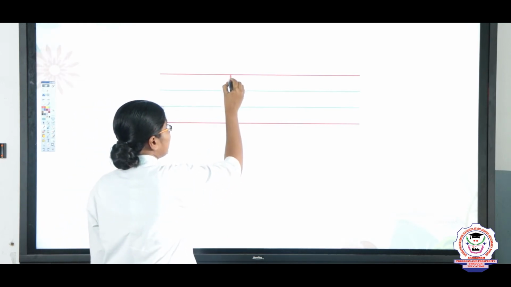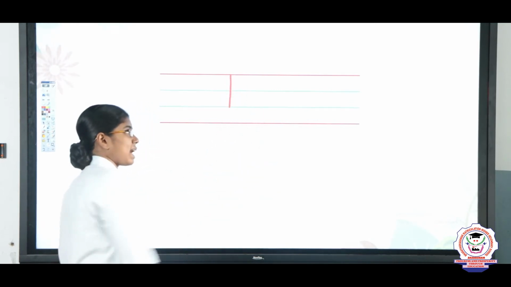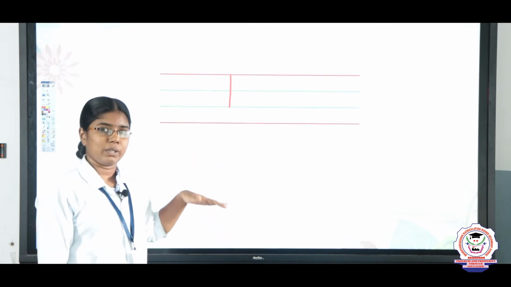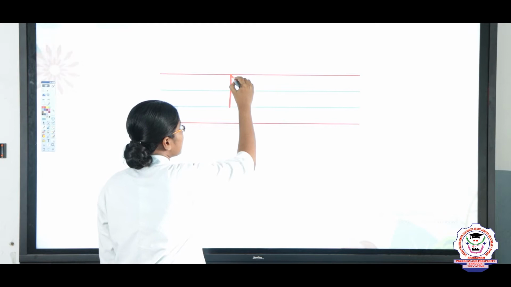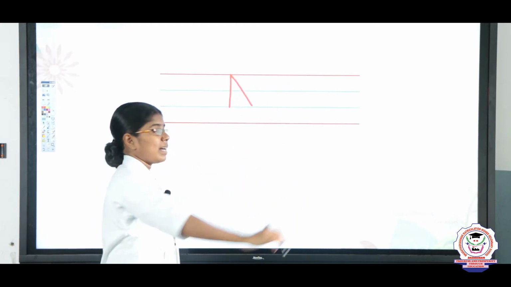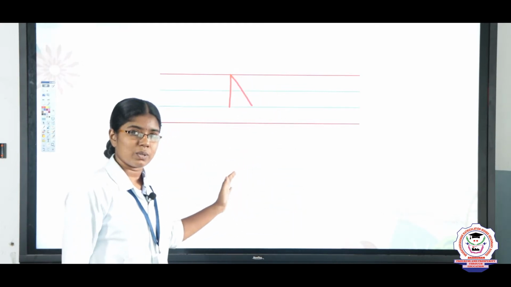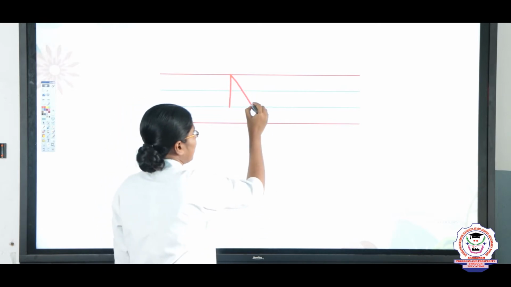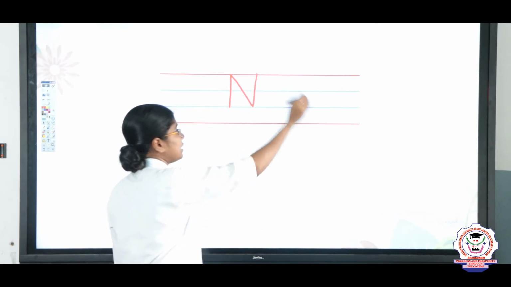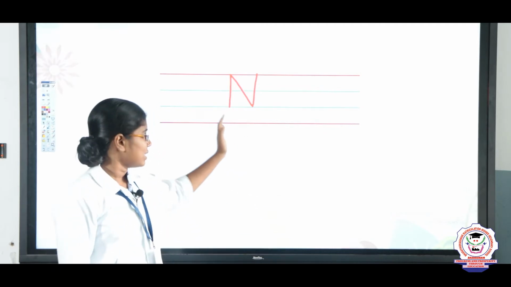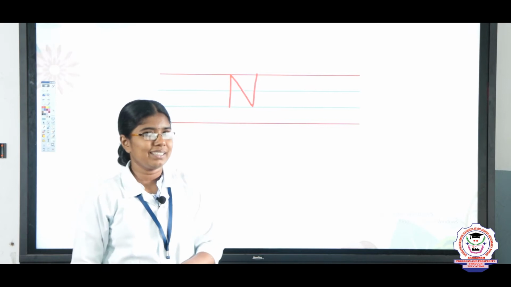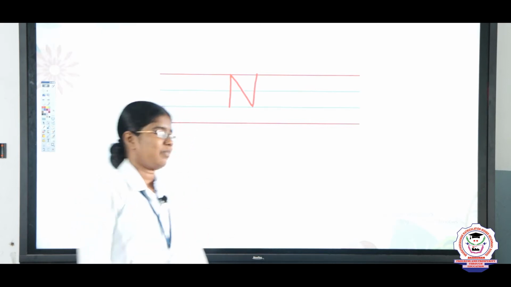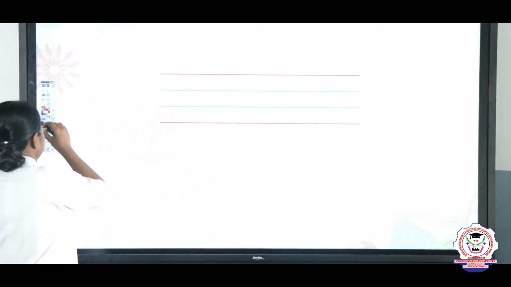From here, you have to draw a standing line till the 3rd line, okay? And then, see here, at the top of the standing line, you have to draw a slanting line like this, okay? See here, at the middle of the slanting line, go up with the standing line. So, this is the letter N. What letter is this children? Yes, N. Very good. Next see here.